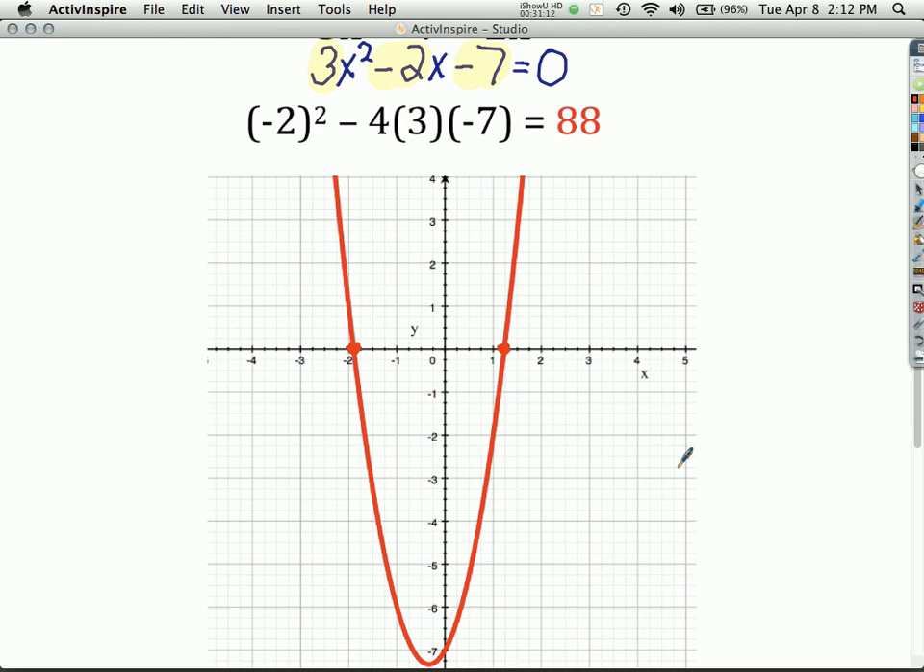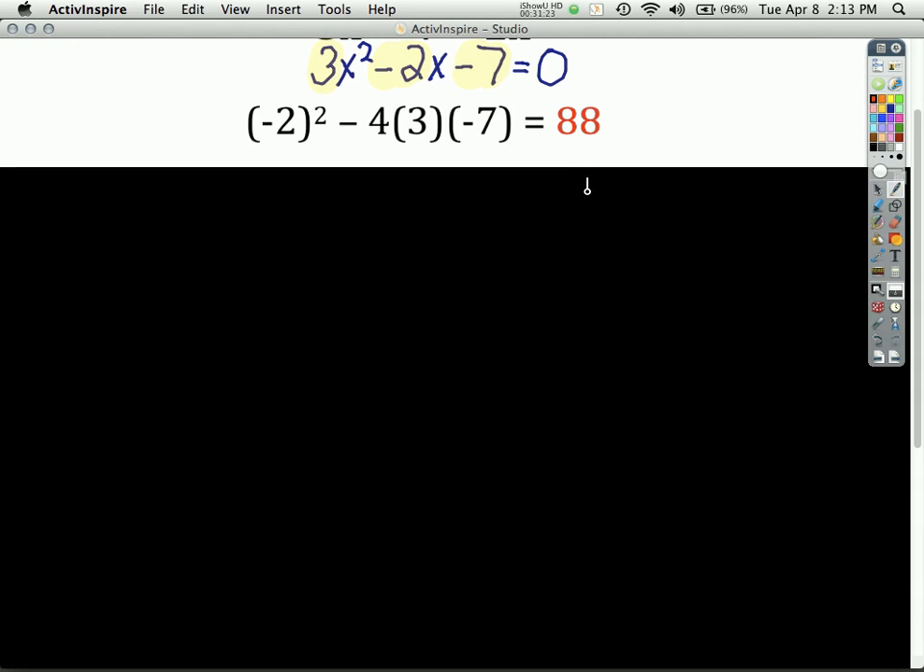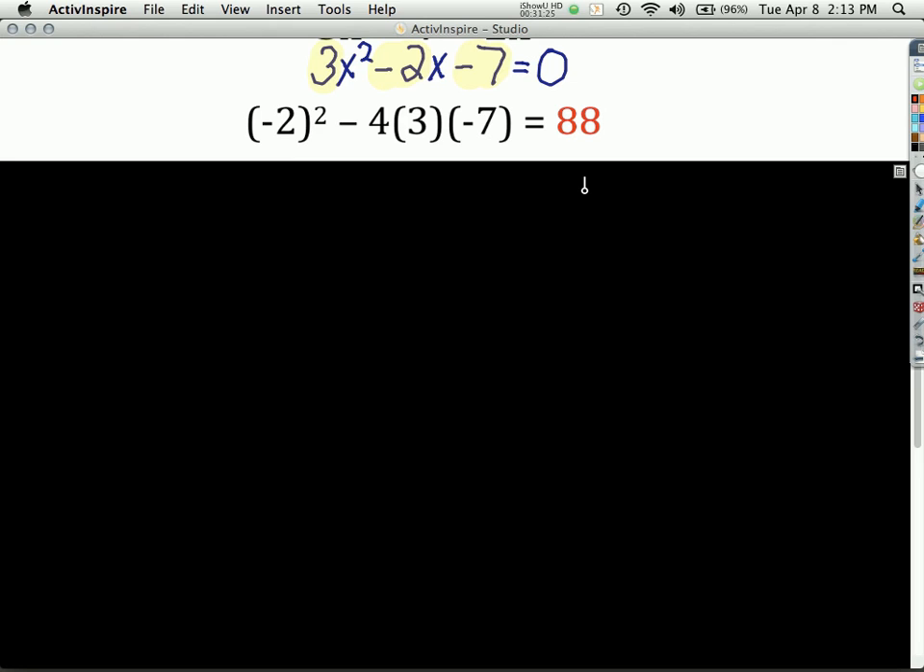Not only that, since this is positive, what else do we know about the graph, if I hid this again, what else would we know about the graph if I hadn't even shown you? Sebastian? What does that mean? That's exactly it. It opens up. So not only do we know how many solutions there are, but just looking at it, we know that it's going to open up.